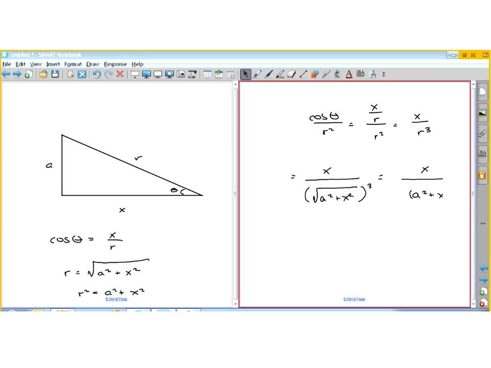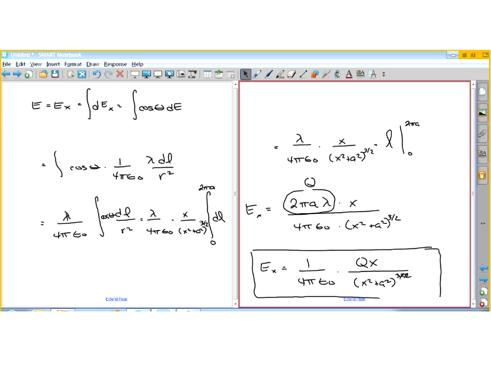We had 2 pages. Cosine of theta is adjacent over hypotenuse. The denominator in the term that we're trying to determine is r squared. So when you simplify this, you get x over r cubed. R is the square root of a squared plus x squared. Then you cube it, so you get to the 3/2 power. So we substitute that into here for cosine of theta over r squared.